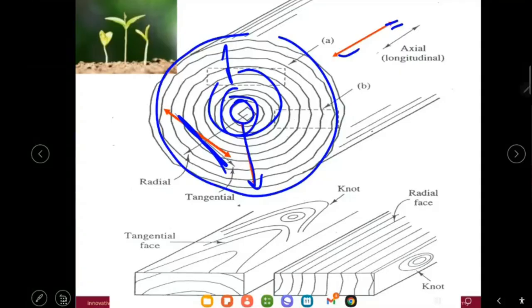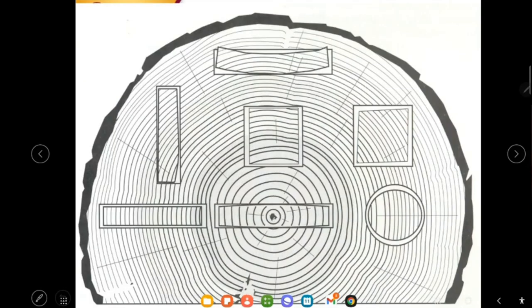Depending on how we cut the tree, how we saw the tree, it will result in different types of shrinkage. So we have to know that. Tangential is like this, something happens like this. And then in the quarter sawn, you will have the radial, and the shrinkage is in this direction. So that is the meaning.